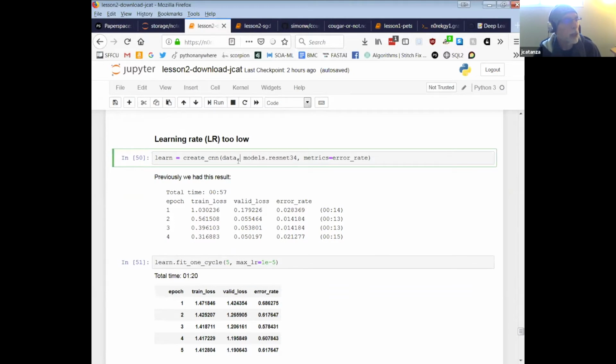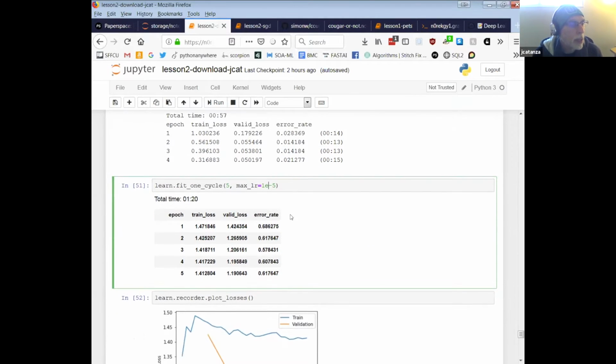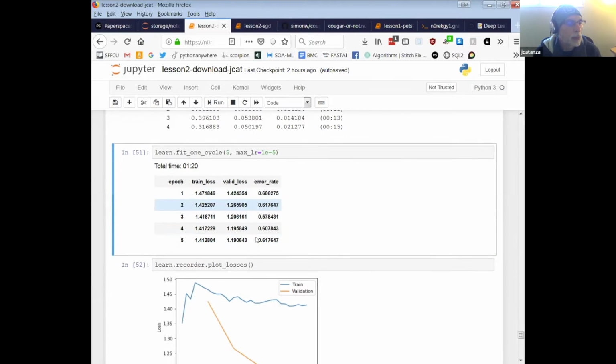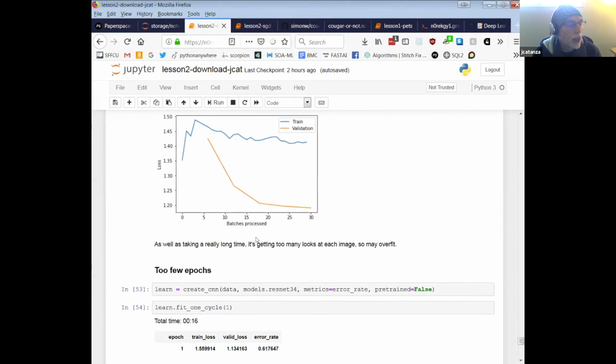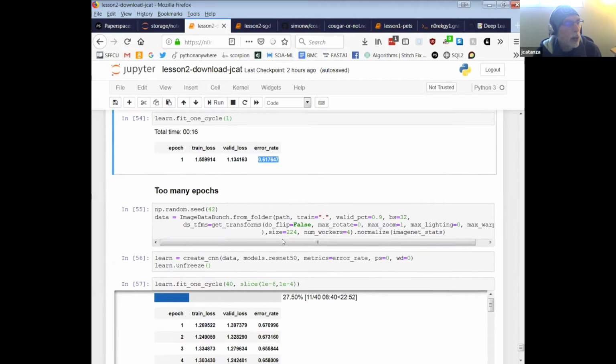And then he shows what happens if you set your learning rate too low. So he sets the learning rate to 10 to the minus 5, which, as you saw, is way out of range. It's way towards the left of the range. And then again, you can't get the error rate any better than 61%, which is pretty bad. Then what happens if you have too few epochs? If you only run through the data once, again, you don't get a good error rate at the end.